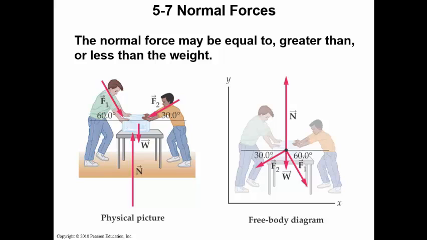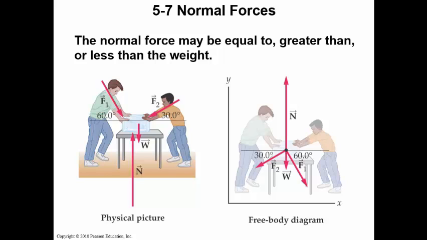So normal forces could be equal to the weight, they could be less than the weight, or they can be greater than the weight. Looking at this example here, we have two people pushing at an angle on this piece of ice. So the ice has weight, right? If the ice was just by itself, the normal force would be equal to the weight of the ice.